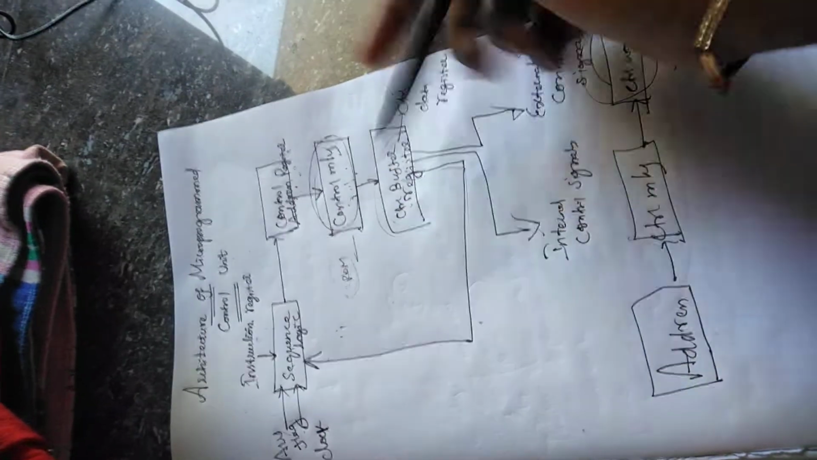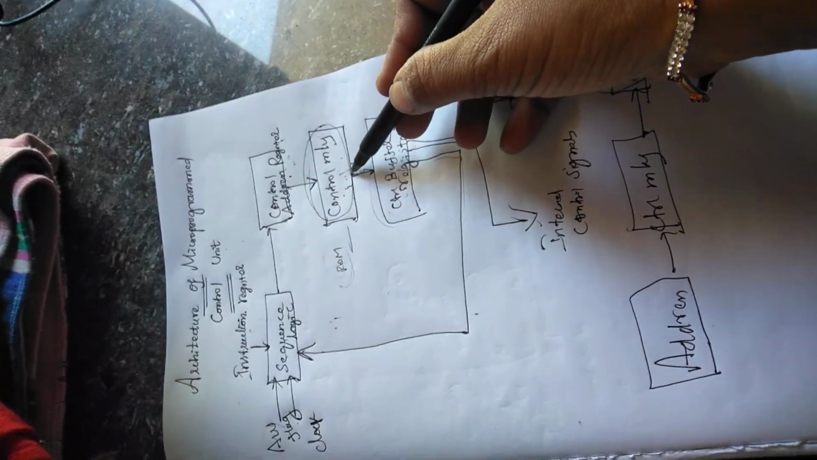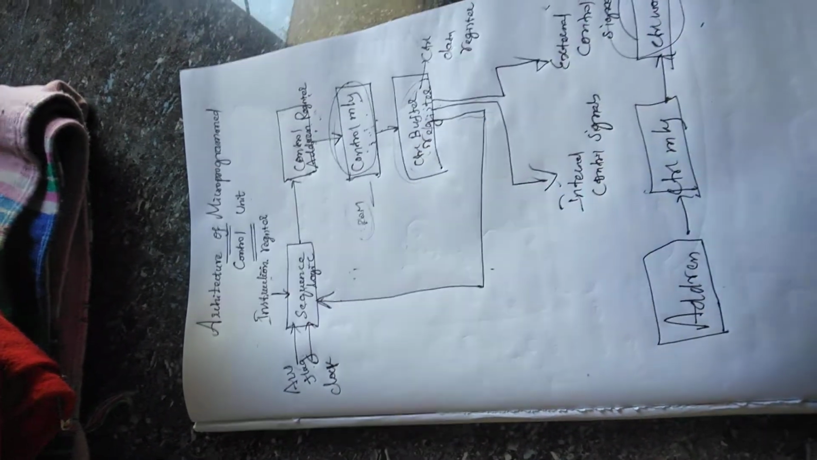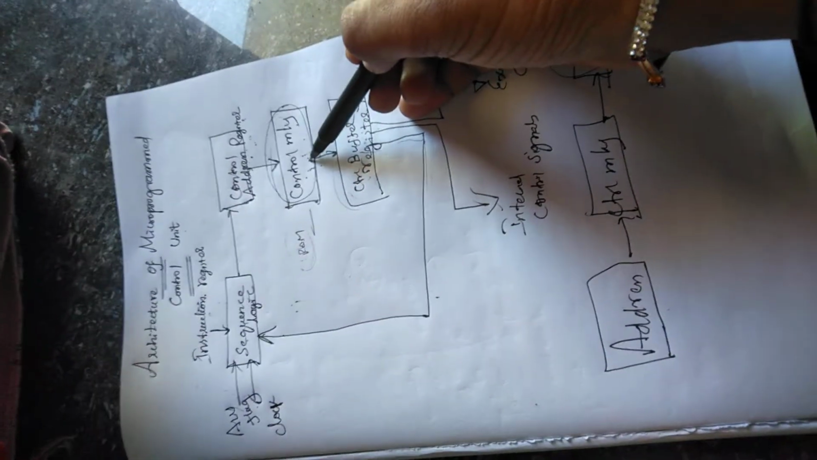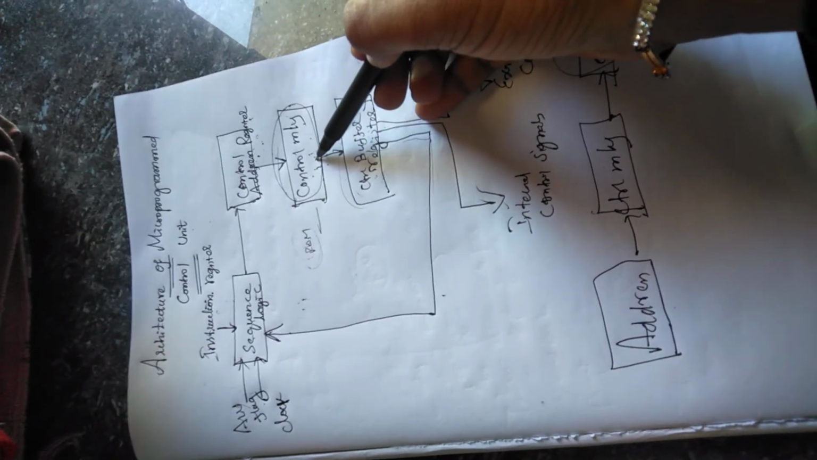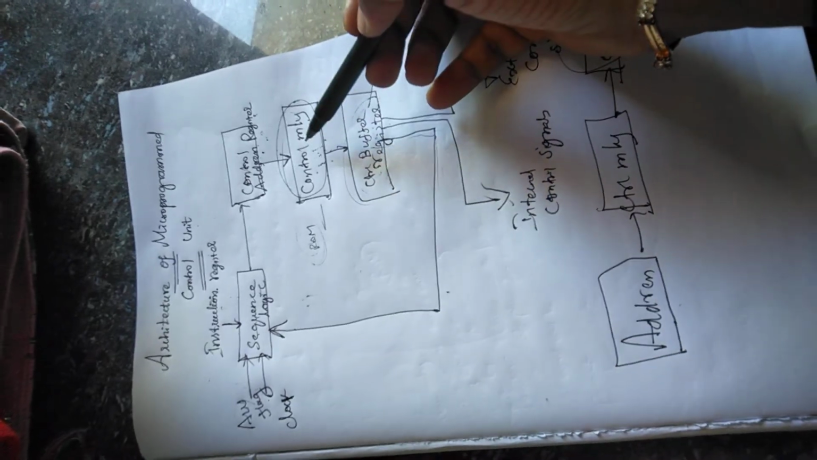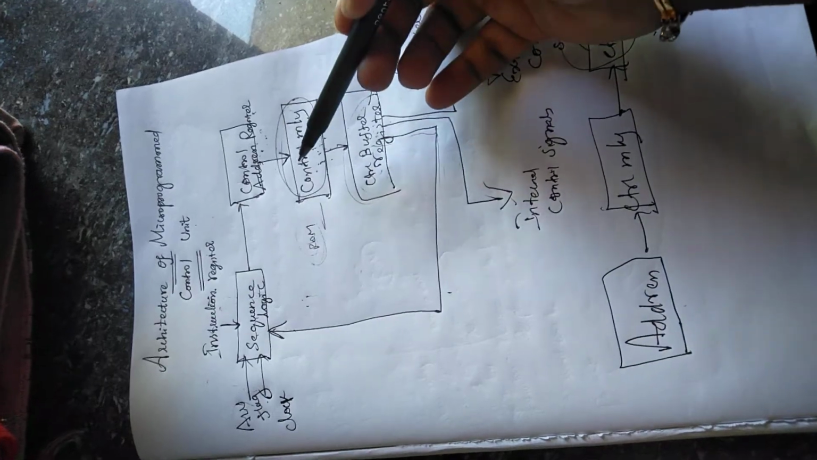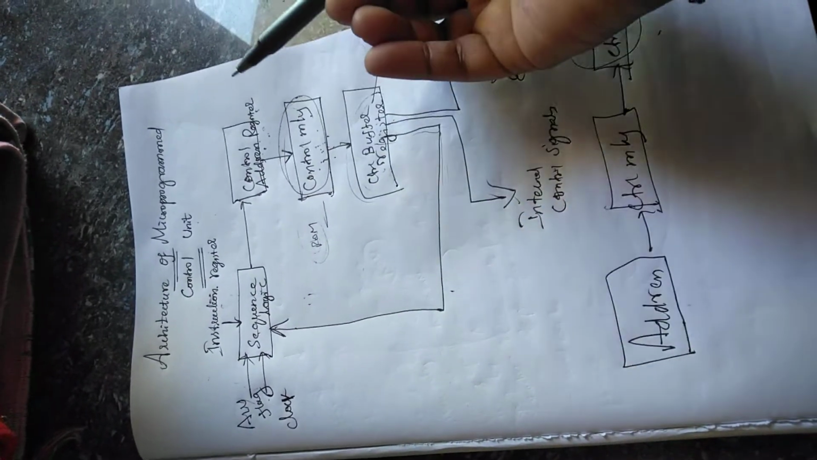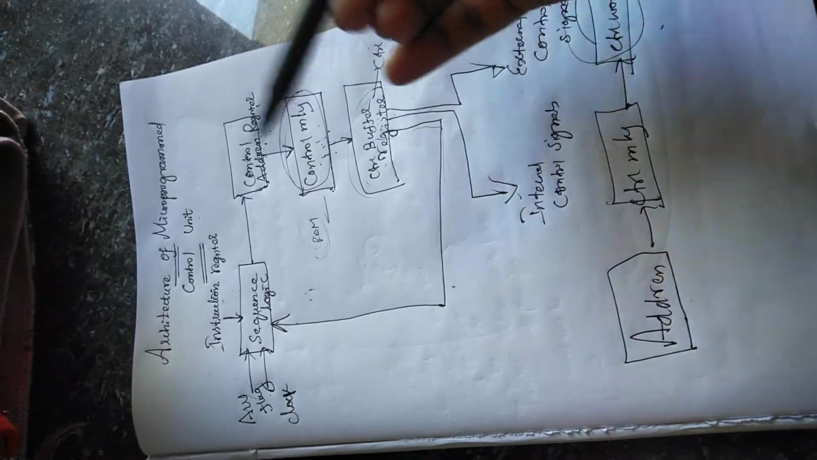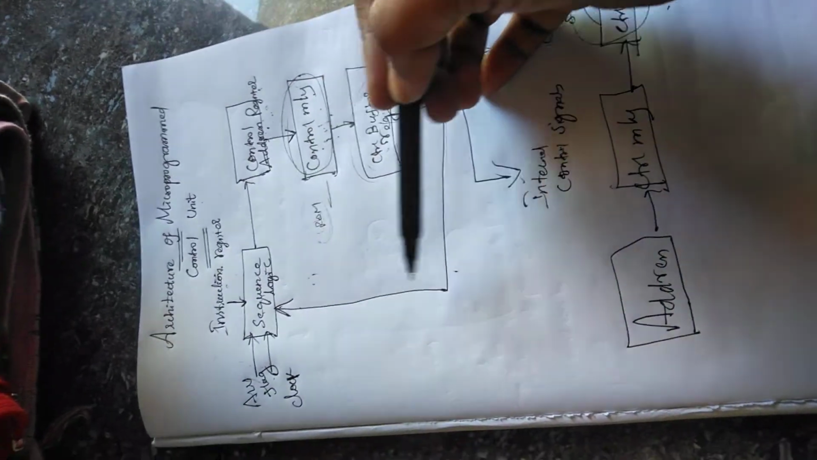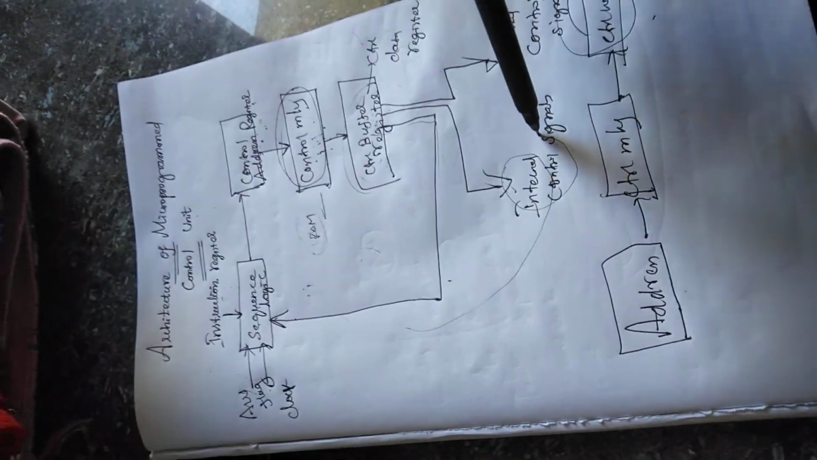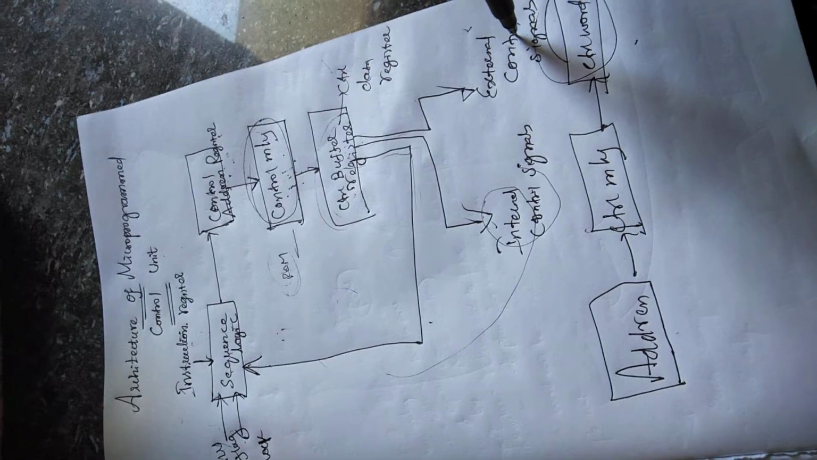In the control memory we have the read-only memory concept. It just reads the instructions and stores them. It is used to fetch instructions from the main memory, evaluate the effective address, execute the operation specified by the instruction, and return control to the fetch phase for the next instruction. The control word present here is transferred to the internal and external control signals.